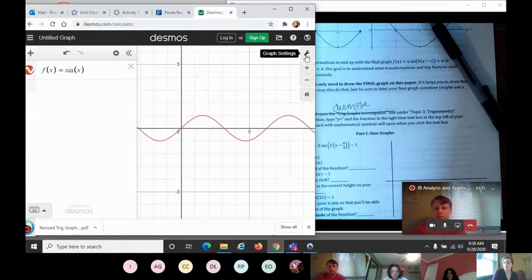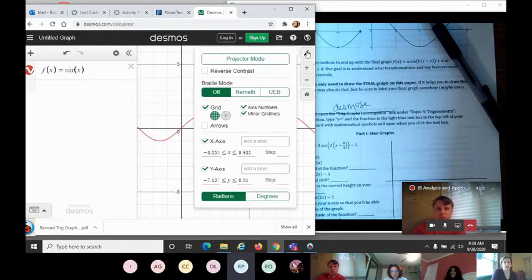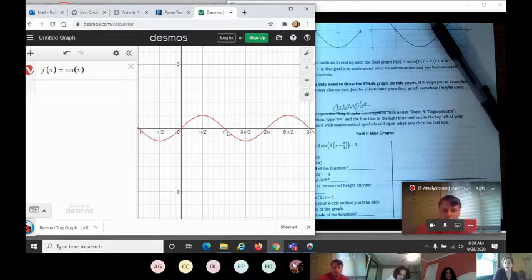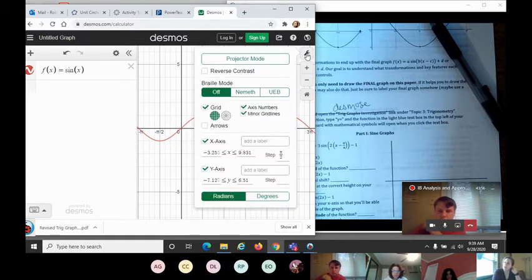Let's go ahead and change some settings so that it's easier to see the function. Okay, so if you go to the little wrench on the side, settings should pop up. Okay, and on the x-axis, I want your step to be at least pi over 2. So type in pi and do a little space and it should come up with a pi, and then do the forward slash and a 2. Okay, that'll make our x-axis have intervals with pi in them. And I think that's all we really need for this. Okay, make sure your axis numbers, your minor grid lines, and your grid are highlighted.